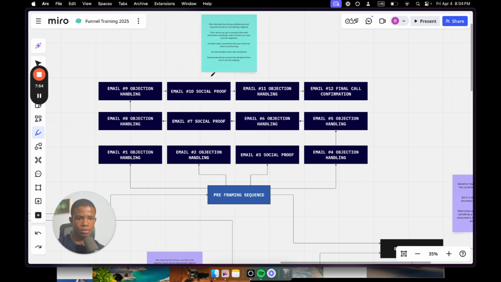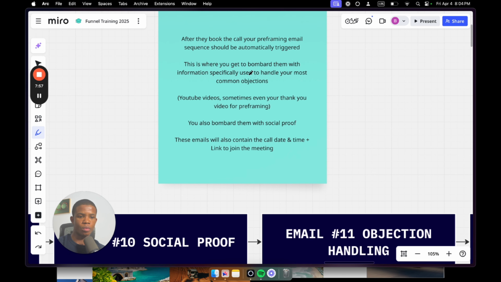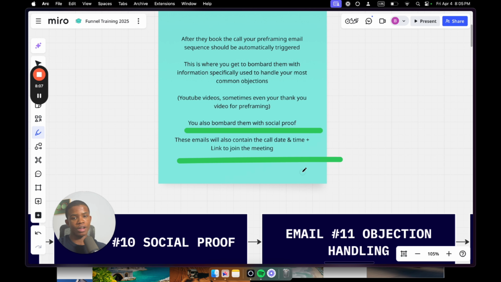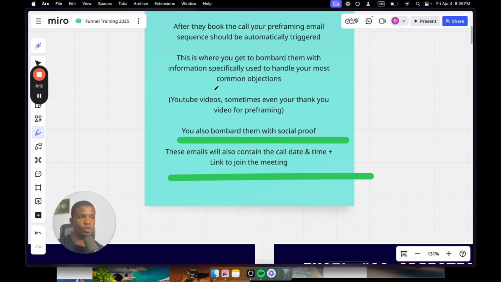Let's pull this back for a second. I think I went over this as well. This is where you get to bombard them with a lot of information and social proof. These emails are also going to contain the call date plus time. Every single email will have the call date and the call time. Inside these emails, you have YouTube videos, your social proof, your testimonials, your case study videos, and even your thank you video for pre-framing. So you bombard them with all of these objections, the questions that they have, and you answer them in detail. It's very important to answer in detail so they have most of the answers before they come on the call.